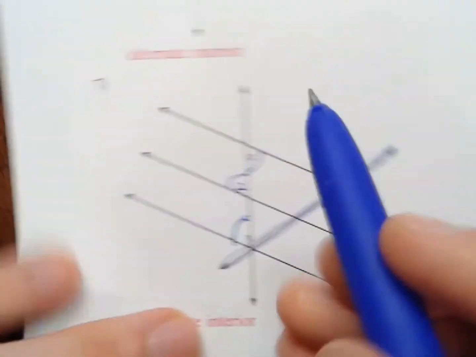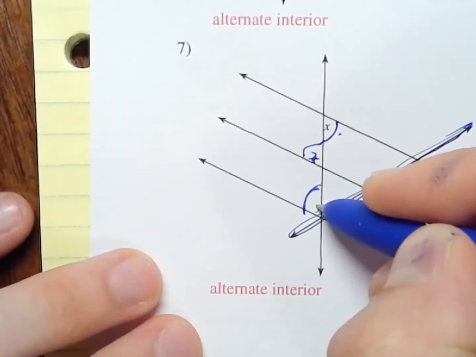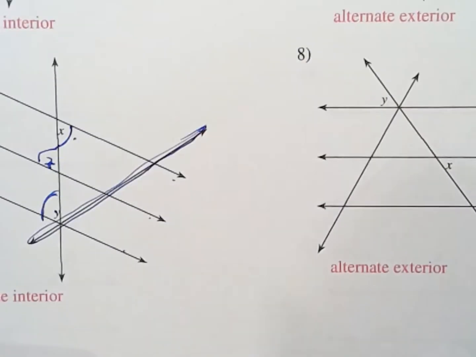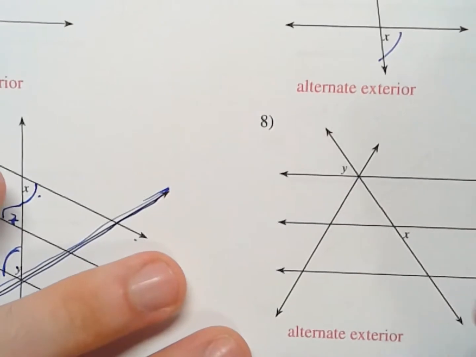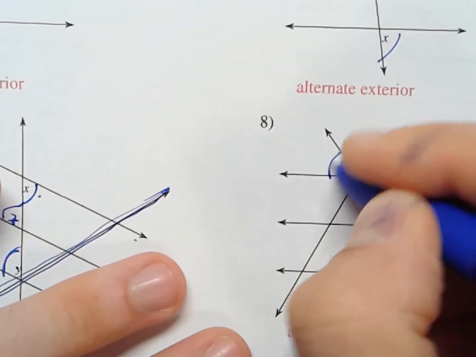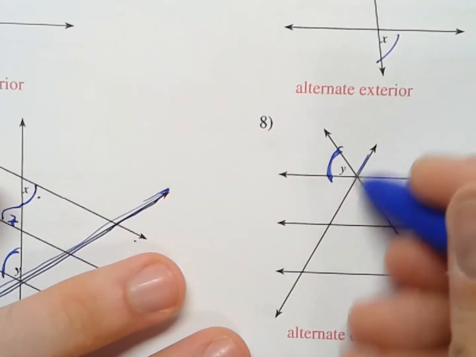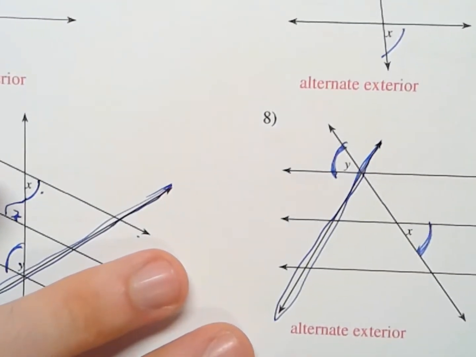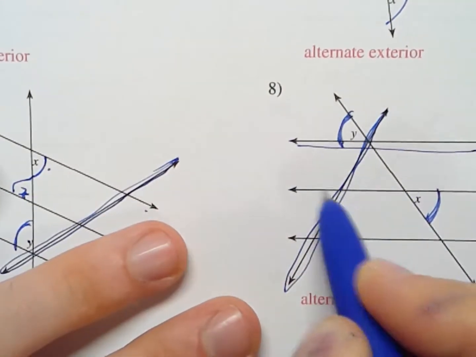Of course, Z would be alternate interior to X, but Z and Y would be corresponding. It doesn't matter because they're all congruent. Everything except the consecutive ones are congruent. These are alternate exterior because this one and this one are alternate exterior, and ignore this line right here. I just put that in to throw you off. So these are alternate, and they're on the outside of these 2 lines.